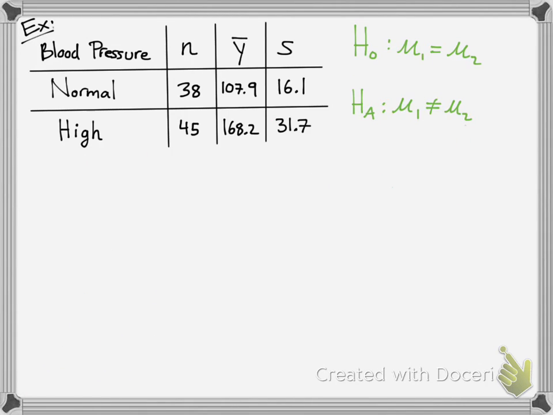So here's an example. We have blood pressure as either normal or high, and you have a sample size of 38 and 45 for normal blood pressure and high blood pressure. The sample means are 107.9 and 168.2, and the standard deviations for the samples are 16.1 and 31.7.